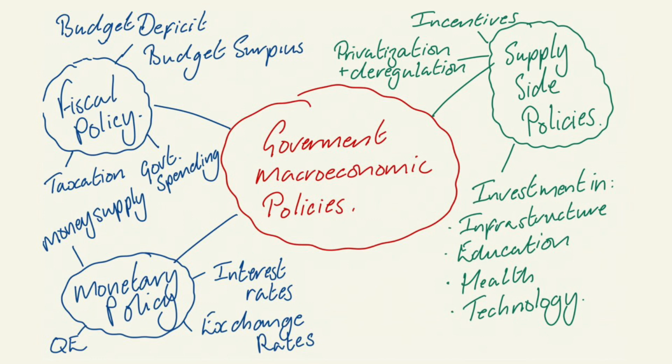Better education will improve the standards of labour, as will better healthcare. Better technology will improve capital. Also, the government could use incentives to get more people to work harder, to become more productive, and it could also follow policies of privatisation and deregulation in order to make the markets more efficient.